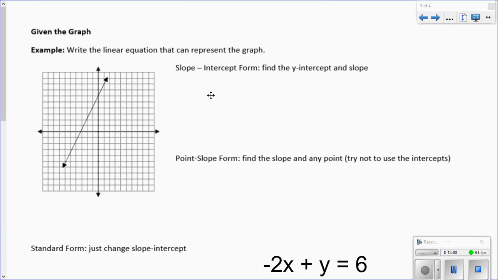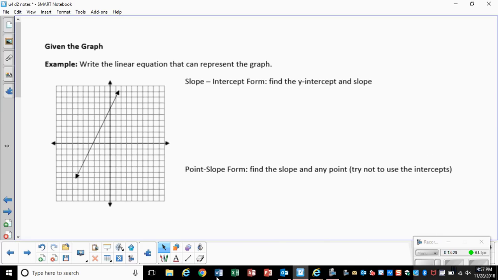All right, now given a graph, this one I think is probably the easiest for you guys. So if you're given a graph, for slope-intercept form, what you want to look for is the y-intercept and the slope, because that's what you need for y equals mx plus b. Here, the y-intercept is right here, okay? So that means my y-intercept is 6. My b is equal to 6.